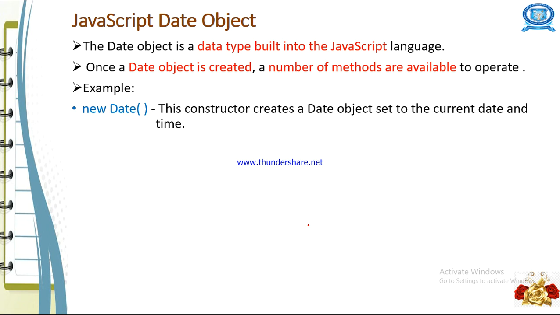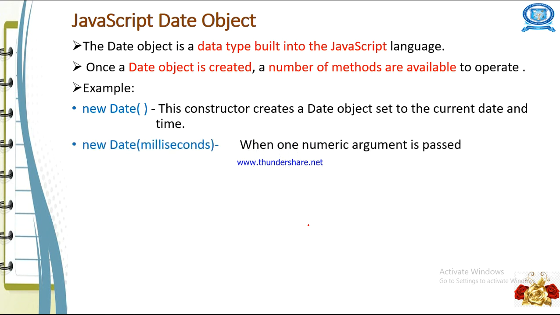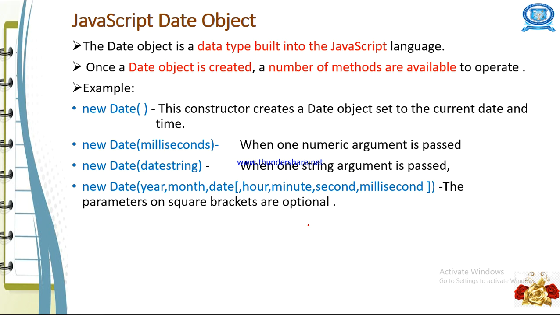You have to use this to create Date objects. Like that, new Date with milliseconds specifies the milliseconds when one numerical argument is passed. Like the date string, when one string argument is passed. Then year, month, date, and hour, minute, second, millisecond. The parameters in square brackets are optional. Okay, so this is an example for the Date object.